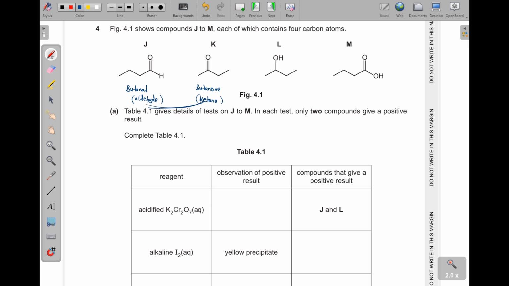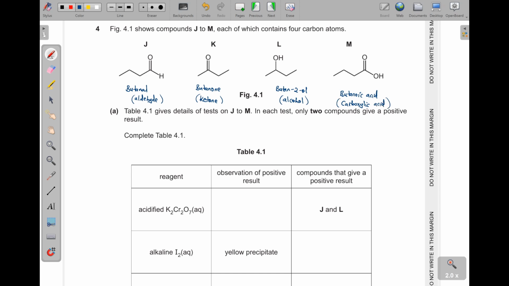These 2 are carbonyl compounds. Then here, this is butan-2-ol. This is an alcohol. Then this one is butanoic acid. Butanoic acid, which is a carboxylic acid.